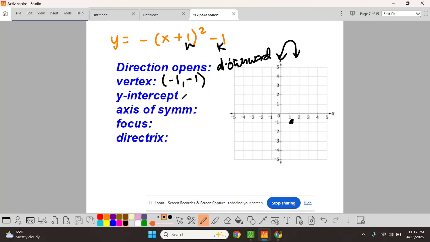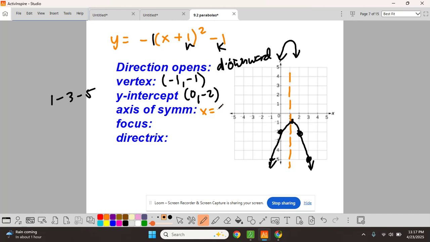Y-intercept here. We learned before the 1-3-5 pattern, right? Which is still gonna work. Down 1 over, down 1, 2, 3 over. And that's still gonna work because a is equal to 1 there. The graph will still be the same thing. Or if you don't like that one, we can draw a table of values and we still get the same points here. Okay. Now we know that the y-intercept is 0, comma, negative 2. Now the axis of symmetry is this line here that passes through the vertex. So the axis of symmetry is x equal to 1.